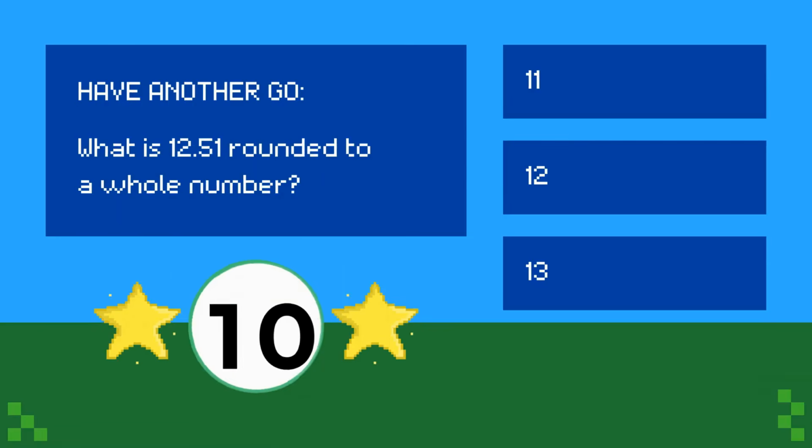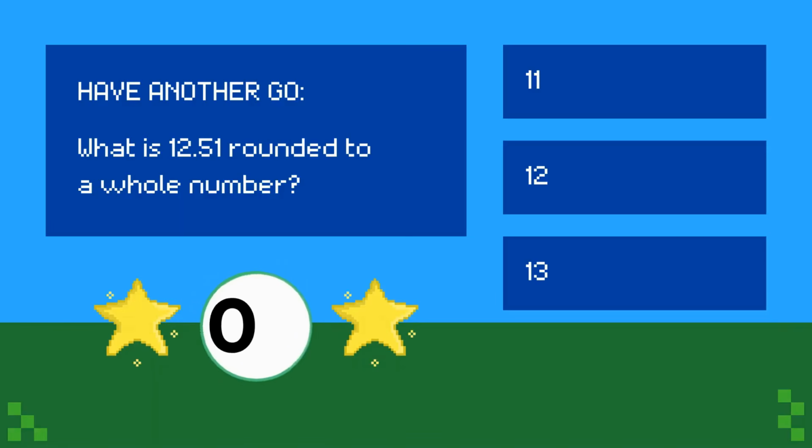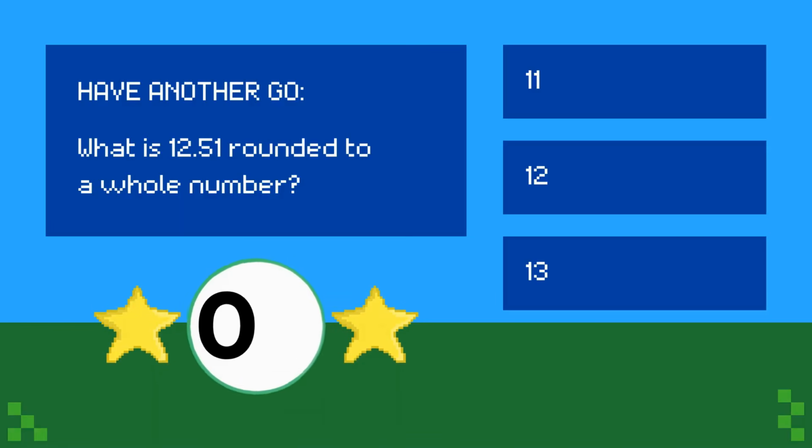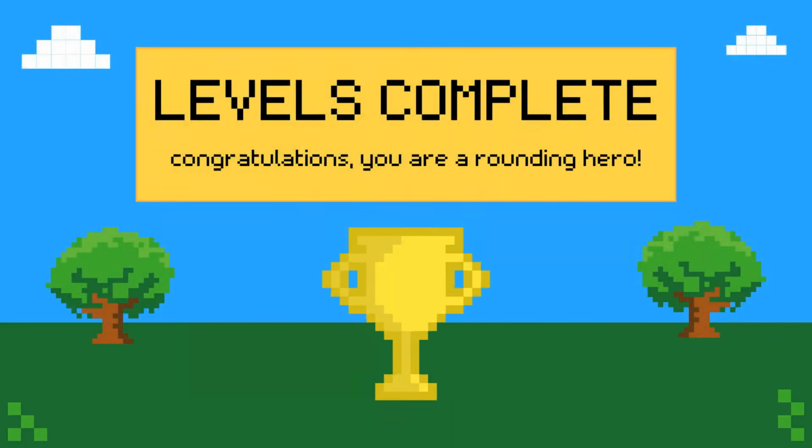Pretty cool, huh? What is 12 and 51 hundredths rounded to a whole number? 5, 4, 3, 2, 1. The answer is 13. 51 hundredths is more than 50 hundredths, so we round it up to 13. Sorry for my pronunciation of hundredths.